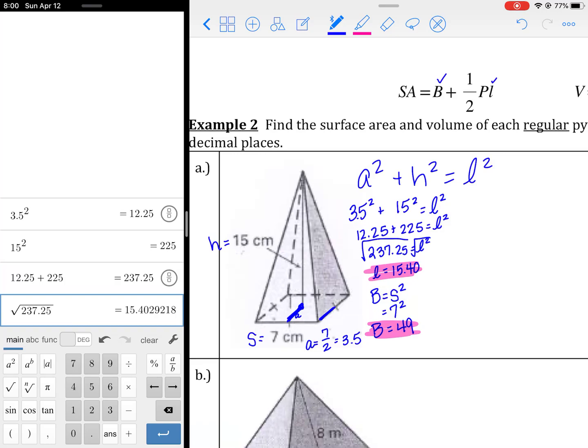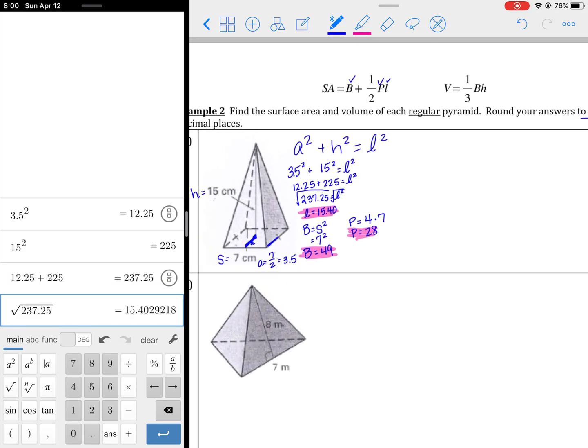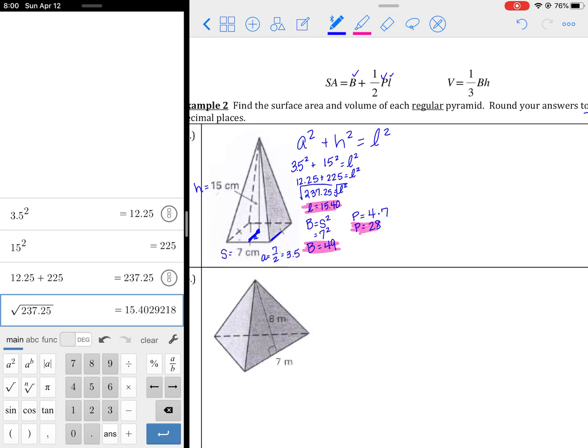Last thing I need is the perimeter. So a square has 4 sides. So for the perimeter, I'm going to do 4 times the side length. And 4 times 7 is 28. So my perimeter is 28. So now I have all of the things that I need to find my surface area.